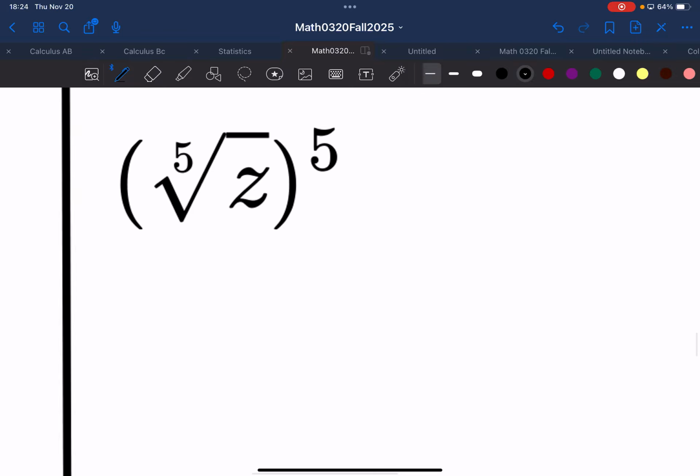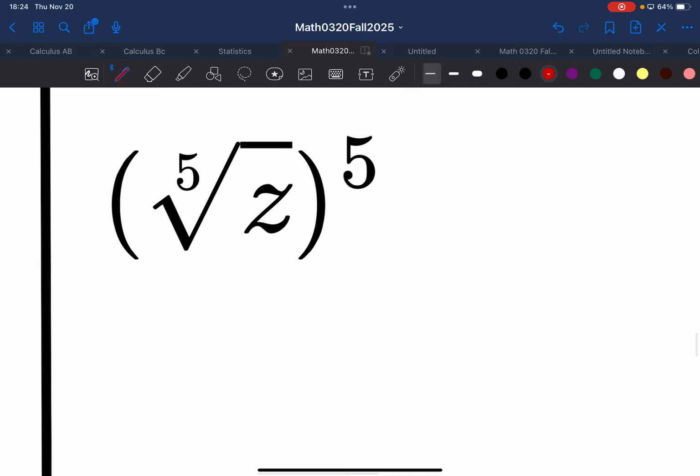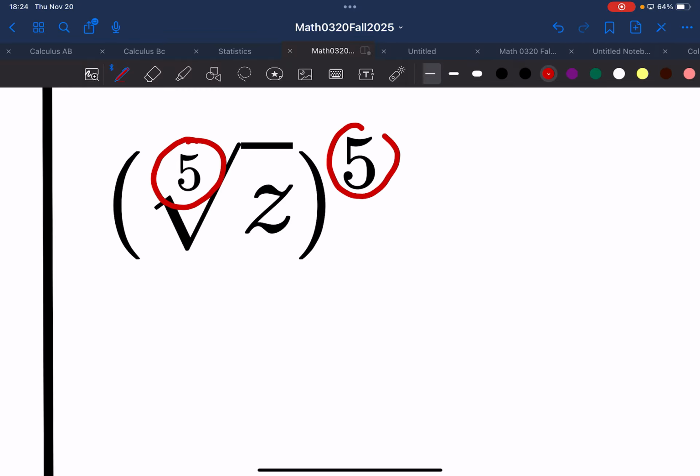Okay. Notice here, we have the same exact nth root with our exponent, so that tells us it's going to cancel, and what's our answer? Z.